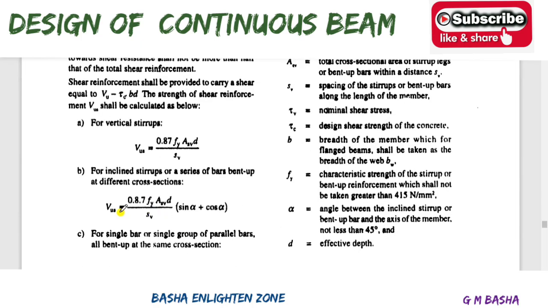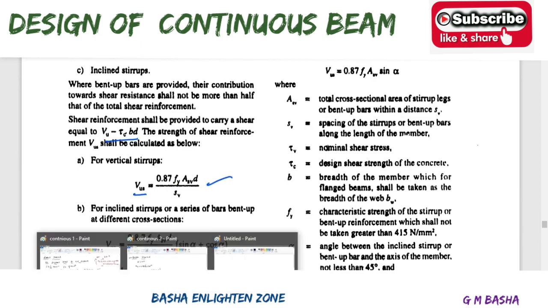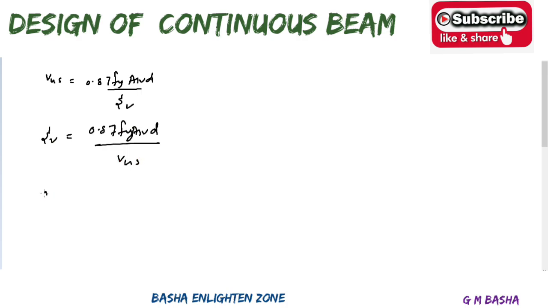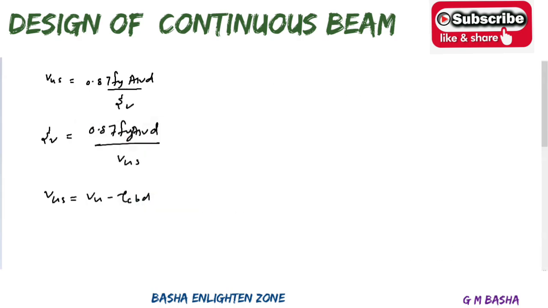See here, according to IS 456, take down this formula as it is, and again Vus equal to this value, one by one. So for providing shear reinforcement, the formula will be Vus equal to 0.87 fy Asv d by Sv. Here Sv is the spacing of the stirrups. What is Vus? Vus again in the code book formula is Vu minus tau c into bd.